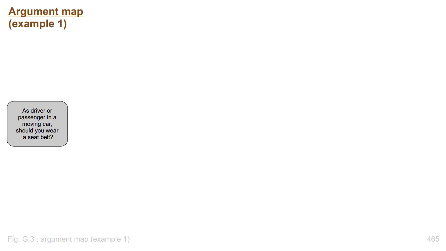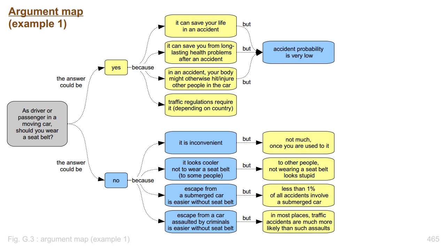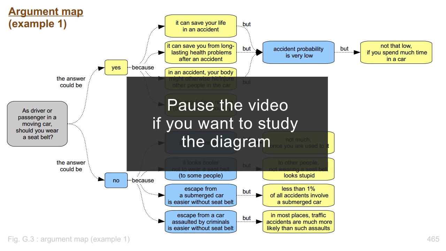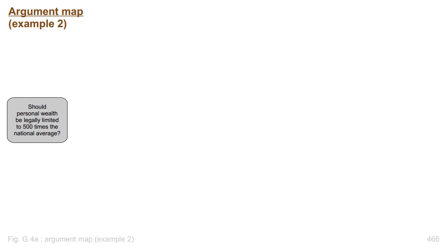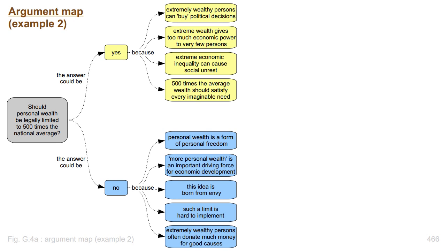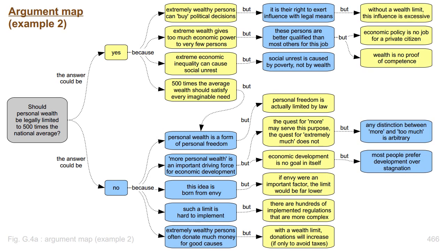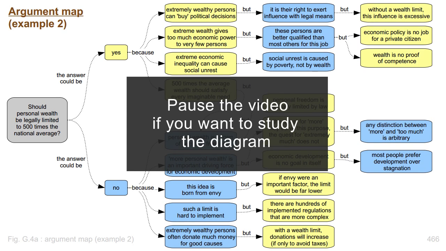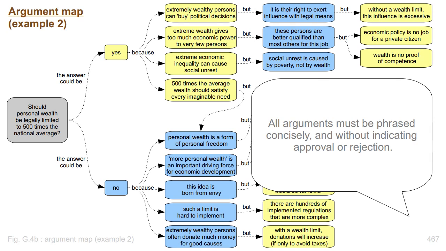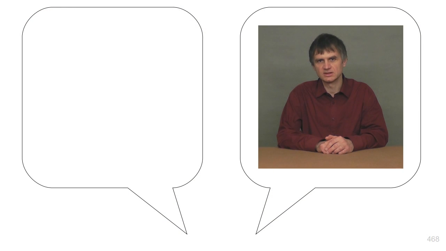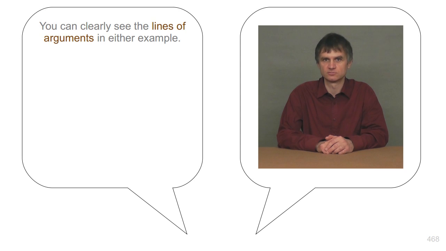Argument map, example 1. Argument map, example 2. All arguments must be phrased concisely and without indicating approval or rejection. You can clearly see the lines of arguments in either example.